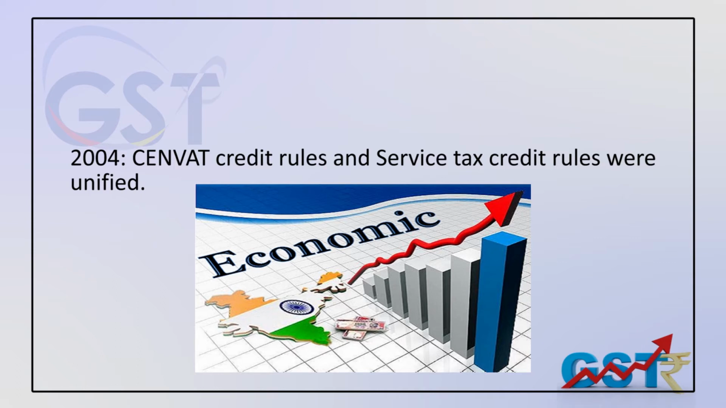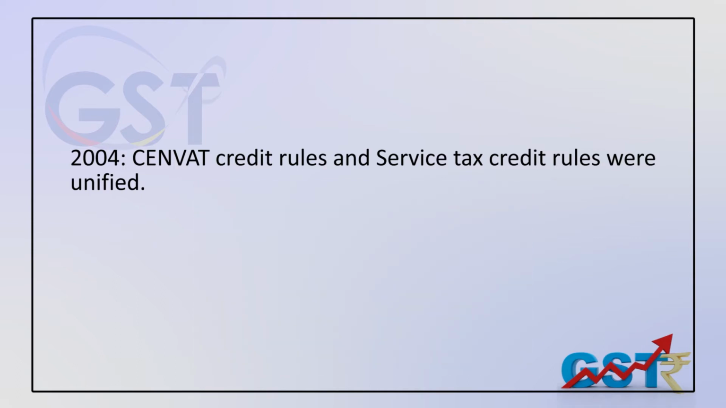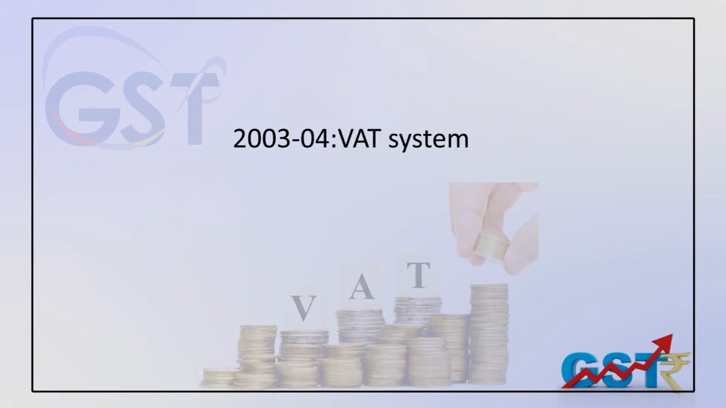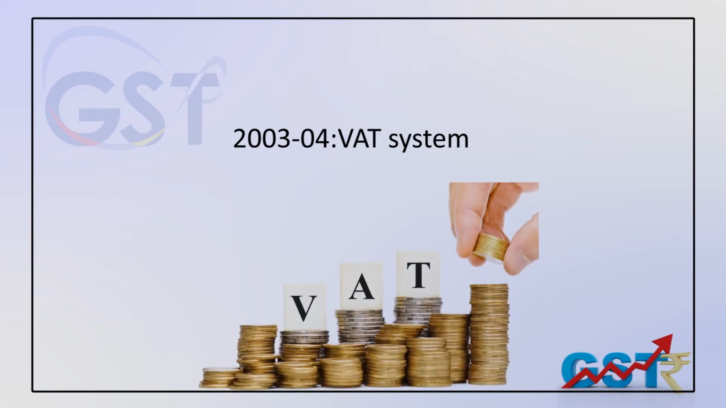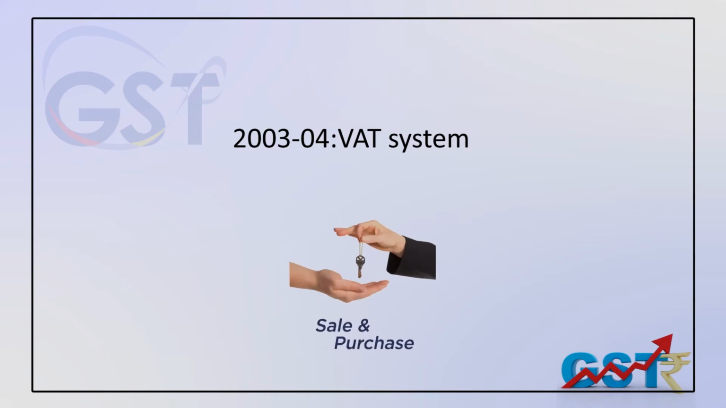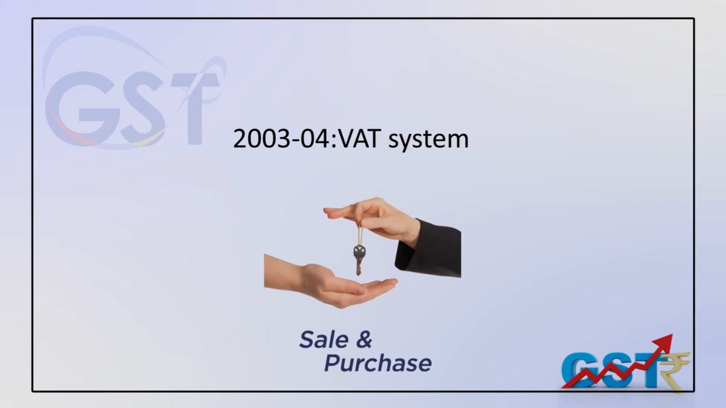But after 2004, when the CENVAT credit rules and service tax credit rules were unified, we saw the introduction of VAT, that is value added tax. Value added tax was enforced from 2003-04. Under VAT, the tax was levied on each value addition. And at that time, central sales tax was levied in case of interstate sale or purchase.